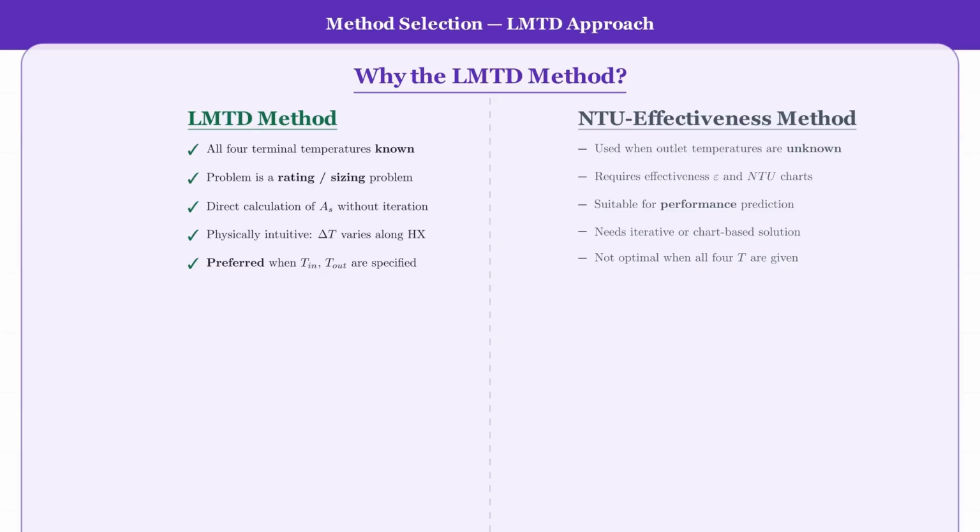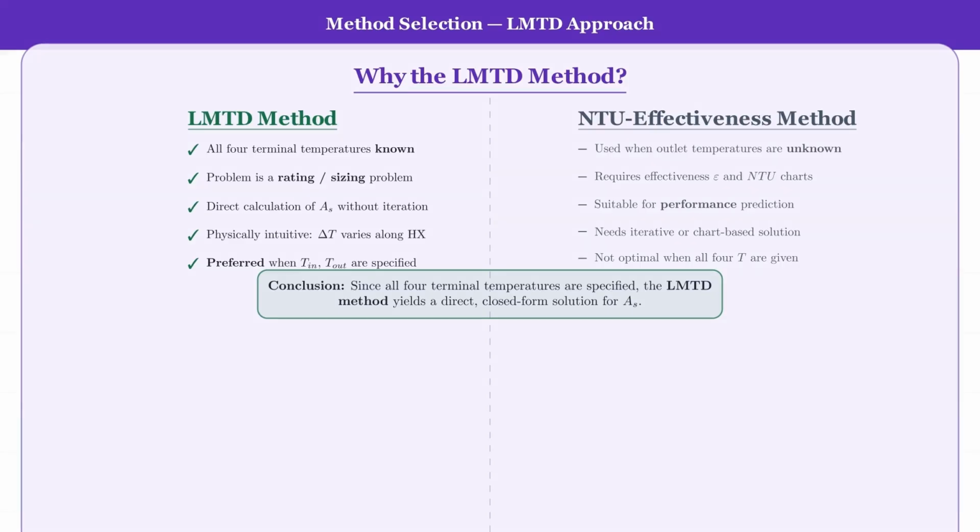Physically, the LMTD method is intuitive. It acknowledges that the temperature difference between streams varies continuously along the exchanger length and captures this through a single representative logarithmic mean value. The LMTD method is the preferred approach whenever all four terminal temperatures are specified. The NTU method is not optimal in this situation. The conclusion is unambiguous. Since all four terminal temperatures are fully specified in our problem, the LMTD method yields a direct, closed-form solution for the surface area A sub s. We proceed with this method.